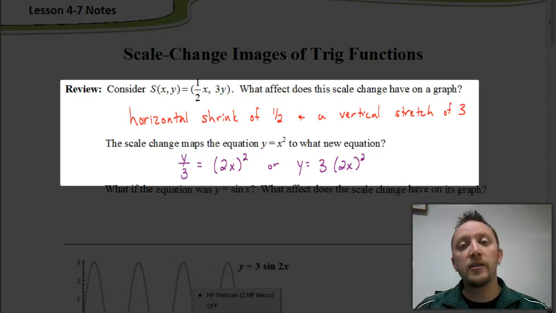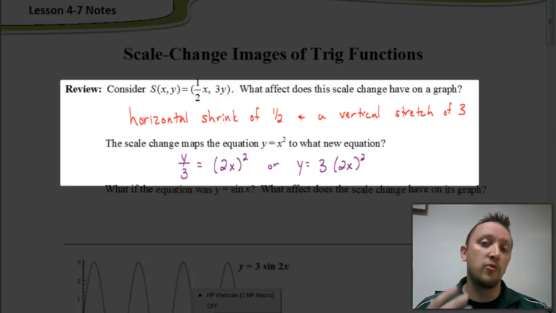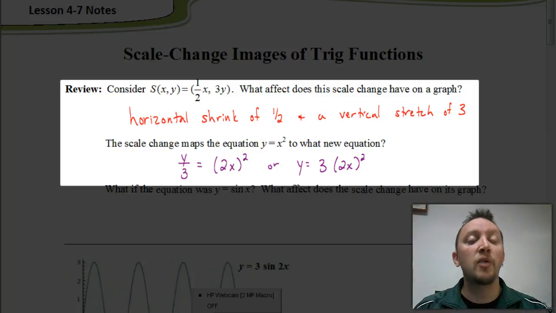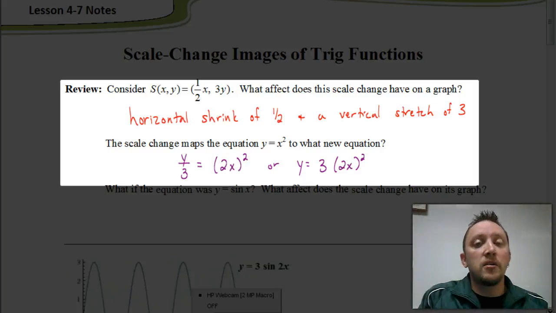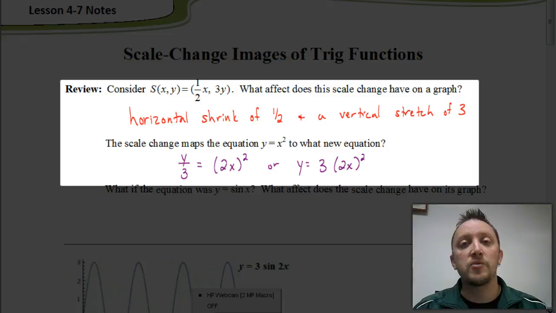Now how does that apply to trigonometric functions? Well, that's what we're going to look at now. So we're going to look at how this same scale change would affect our sine function here. We'll look at some graphs. We'll look at some other pieces of information that we need to know where we're going to apply what we know about scale changes to our trigonometric functions. So let's look at this one now.